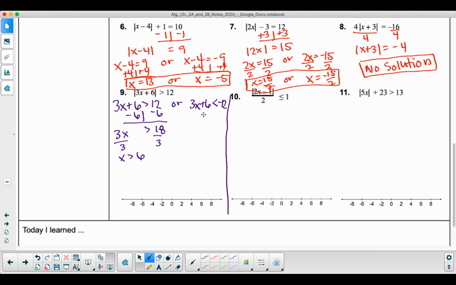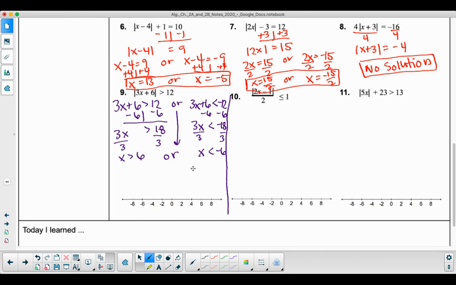And then we have to do it again over here. Subtract 6. 3x is less than negative 18. Divide by 3. So x is less than negative 6. And we had the "or" in between, so we're going to bring that down here. So x is greater than 6, or x is less than negative 6.